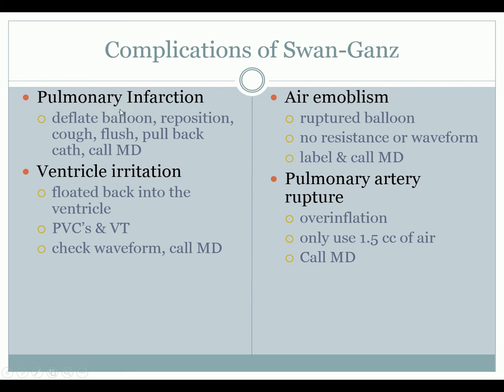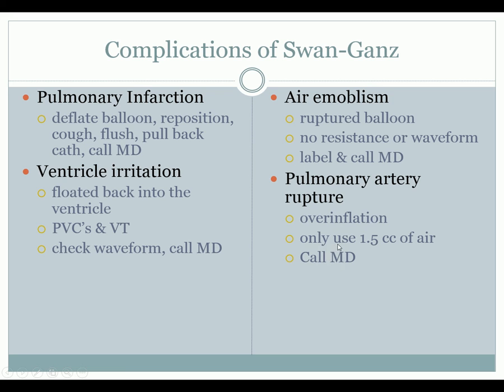Complications of Swan-Ganz can be pulmonary infarctions. You would deflate the balloon, reposition, cough, flush, and pull back the catheter and call the MD. Ventricular irritation occurs if it flows back into the ventricles and is sitting there beating on the ventricles. You can have a lot of PVCs and go into VTAC if you're not careful. If you start seeing waveform changes, call the MD. Air embolism, if it's a ruptured balloon, no resistance or waveform, again, you want to call the MD.